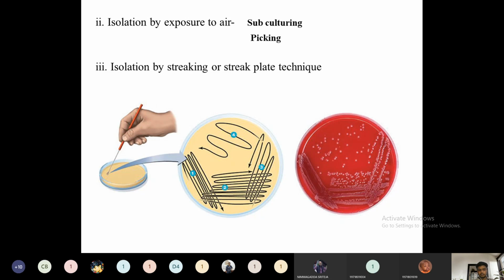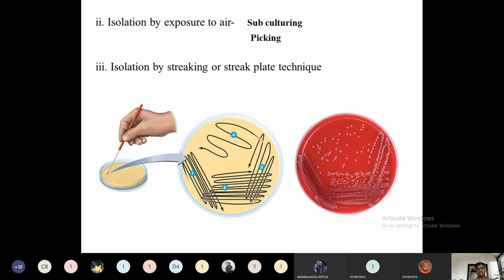So the first culture is not a purified culture, because we are directly exposing it to the air, and in the air many types of bacteria will be there. After collecting a number of bacteria, we pick one type of bacteria from among the culture. That is called subculturing.